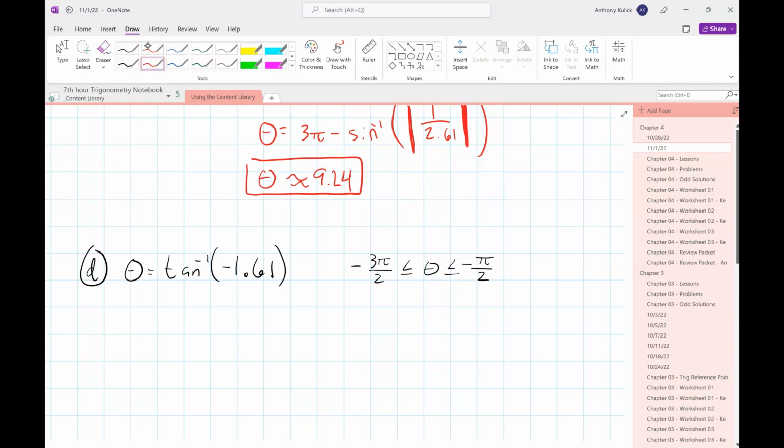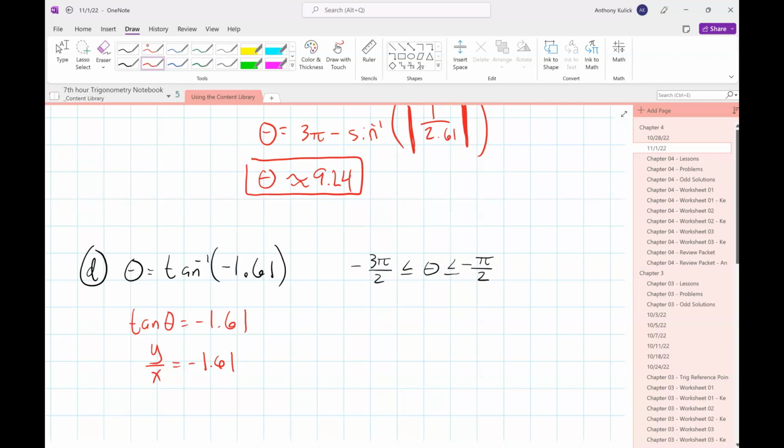So here theta is tan inverse of negative 1.61, and has to be between negative 3 pi over 2 and negative pi over 2. So initially nothing changes. Again, tangent is y over x. Where's y over x going to be negative? Quadrants 2 and 4, because only one of x and y can be negative.